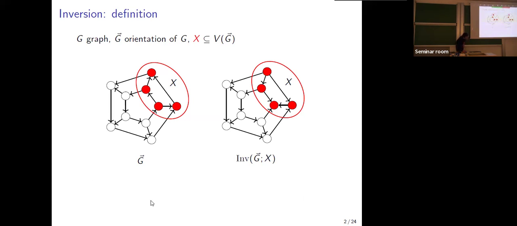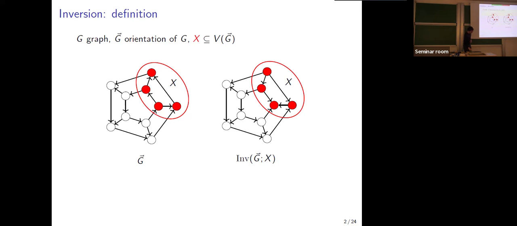Okay, sorry. So what is this notion of inversions in an oriented graph? You take an oriented graph and a set of vertices, a set X, and what I call the inversion of X is the reversal of every edge with both endpoints in X. So I reverse all the arcs of the subgraph induced by X. This is something more general than just reversing the orientation of one arc, because now we can reverse the orientation of a lot of arcs in one step.